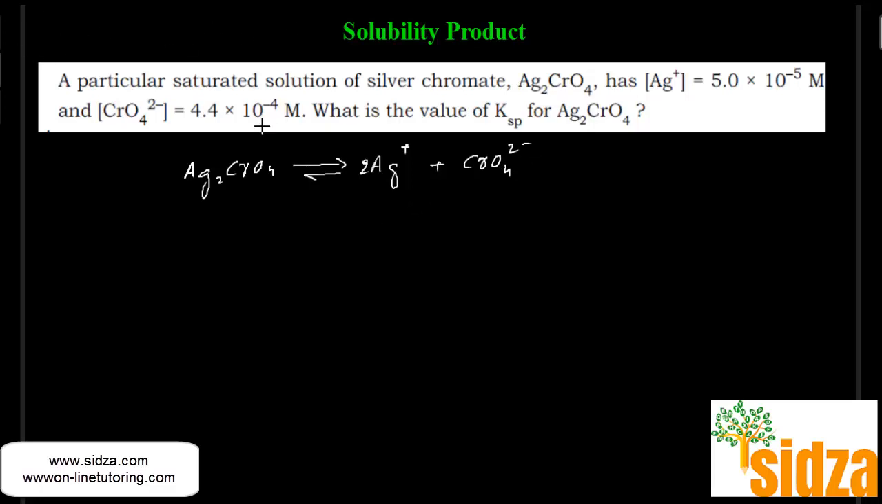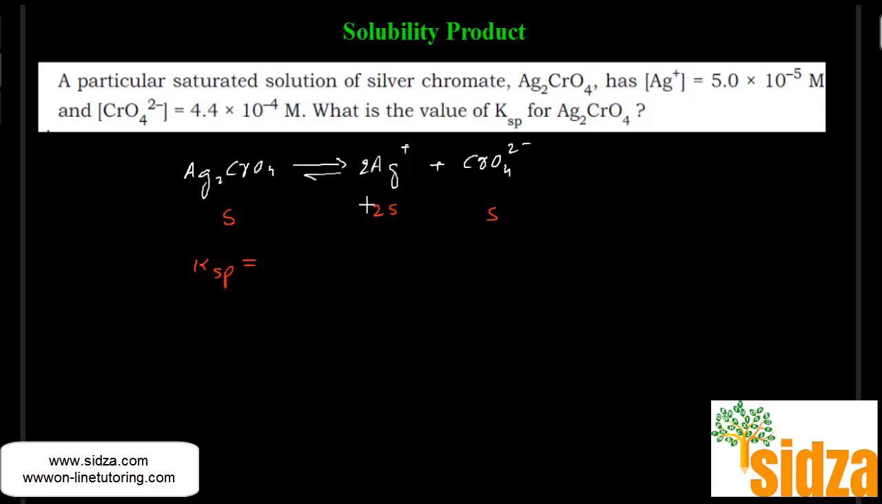Now we know that if S is the solubility of the compound, then you will get 2S silver ions, and S will be the chromate, correct? If 1 mole of this compound dissociates, you get 2 moles of silver and 1 mole of chromate ion. And the solubility product, we have learned it in the previous video, how to write down the solubility product.